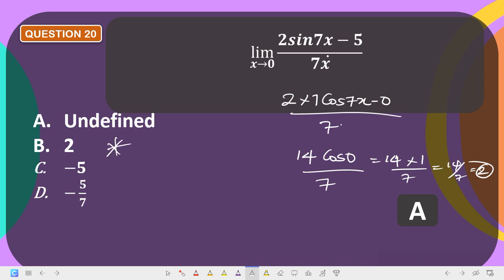Because they told you that the limit is approaching 0. That means it is coming from a negative value towards 0. And if it is coming from a negative value towards 0, that limit is what? Undefined. Since it's coming from a negative value towards 0, the correct answer to this question is undefined. The limit is undefined. When you see this exact question, choose undefined as the correct answer, because it's coming from a negative value.